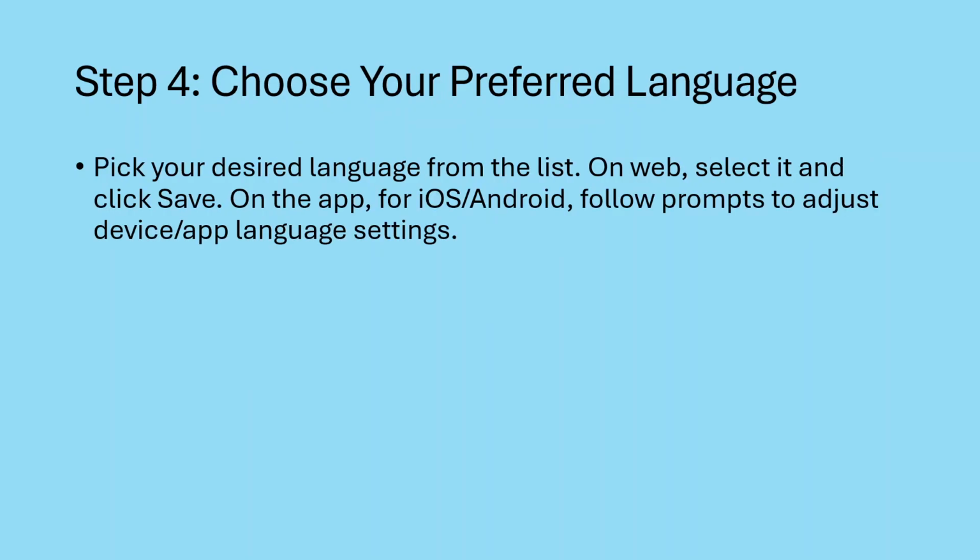Step 4. Choose your preferred language. Pick your desired language from the list. On web, select it and click Save. On the app for iOS and Android, follow prompts to adjust device app and language settings.